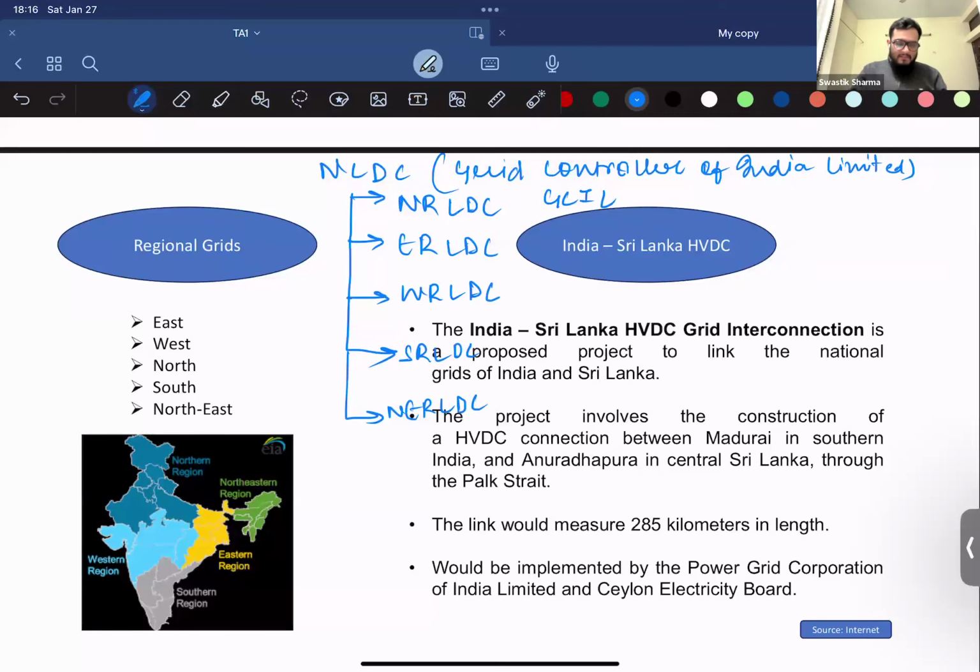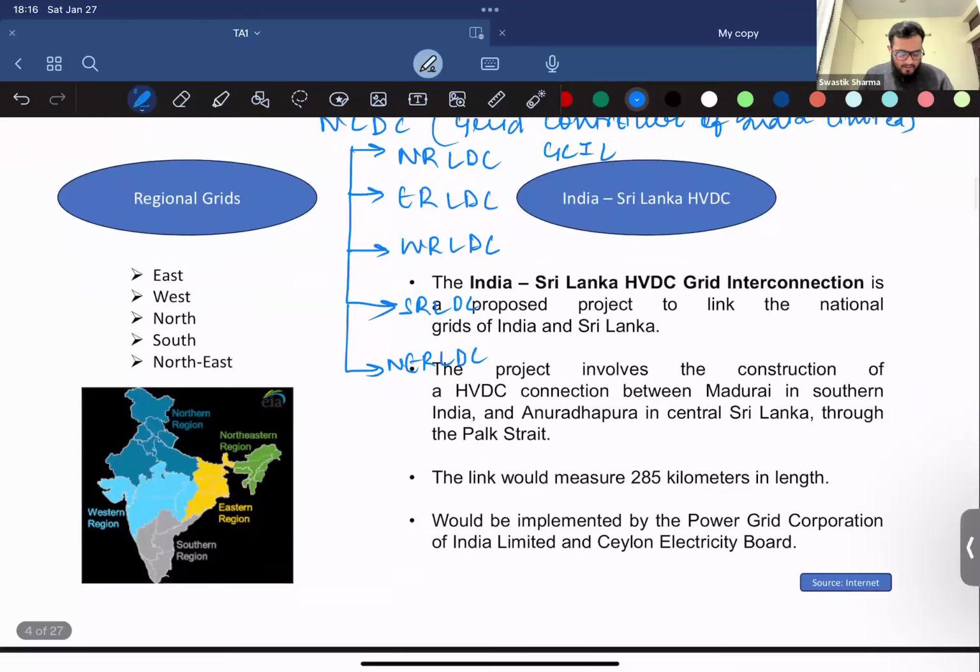So these individual regions help in effectively managing the whole Indian grid. Earlier, these were not governed by a common entity. These were separate in nature.